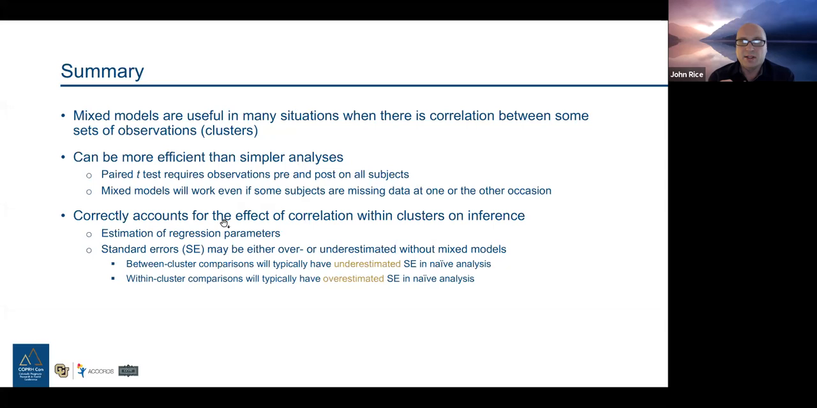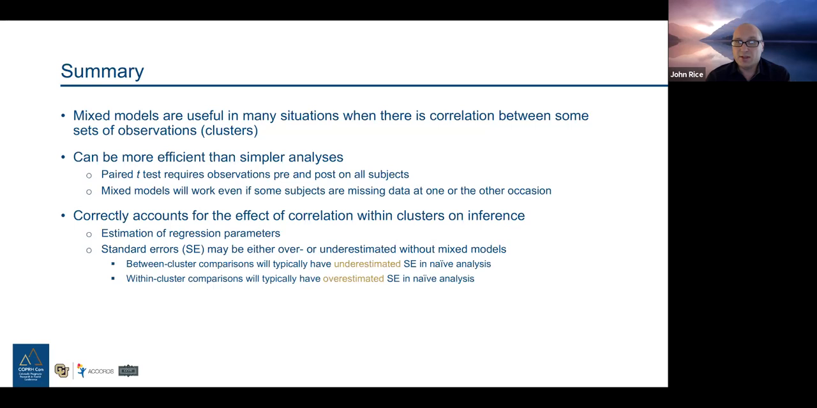To sum up here, mixed models are a way to analyze continuous, approximately normally distributed data when there is correlation between units within some clusters. And it can provide additional efficiency in some instances. For example, a paired t-test is going to require observations on pre and post on everyone. But a mixed model, which is equivalent to the paired t-test under certain assumptions, will still work even if some subjects are missing data at one or the other time point. So they can take advantage of all your data rather than having to exclude people or clusters with missing data.